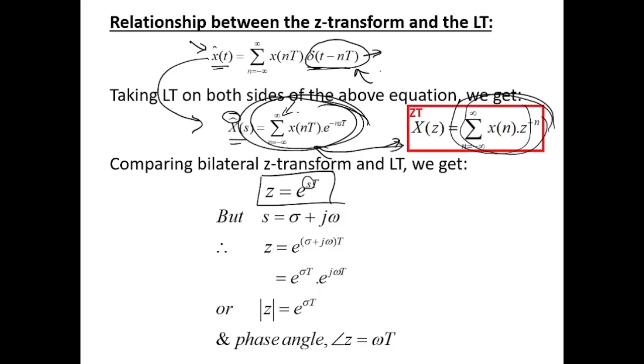So what is s? s is equal to sigma plus j omega. So this equation becomes z equals e to the power (sigma plus j omega) T. If you break it down, what we get is e to the power sigma T multiplied by e to the power j omega T. Modulus of z is e to the power sigma T. What is that?